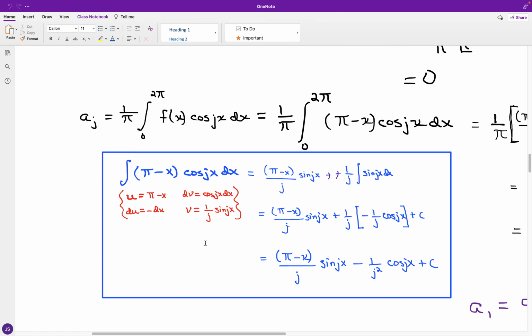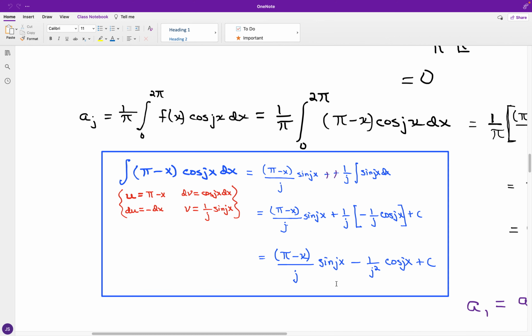With the integration by parts, u times v is pi minus x all over j times the sine of jx. And for minus the integral of v du, that translates to the addition of 1 over j times the integral of the sine of jx dx. Integrating the sine of jx dx and following through, the antiderivative is pi minus x all over j multiplied by the sine of jx, minus 1 over j squared times the cosine of jx, followed by the constant.